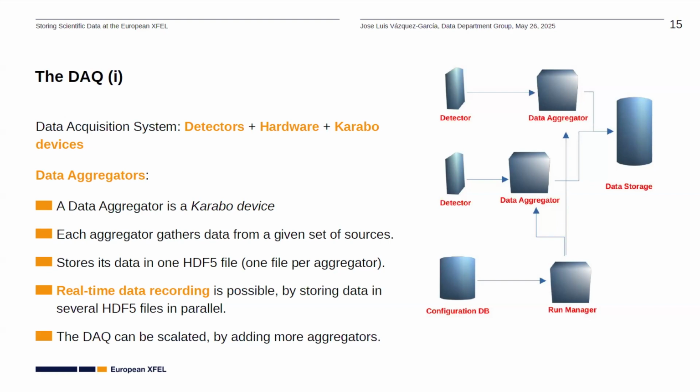The beauty of that is that HDF provides a coherent way of storing data in separate files. You can have data aggregators that listen to slow sources of data, for instance auxiliary data, and they can listen to many sources of data. And the system is scalable in the sense that if you find out that one aggregator is overloaded because it is gathering too much information, you can split the data sources into two data aggregators, or three, or as many as you need. The system is scalable in that sense.